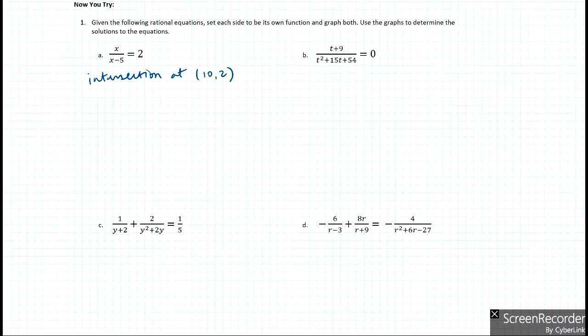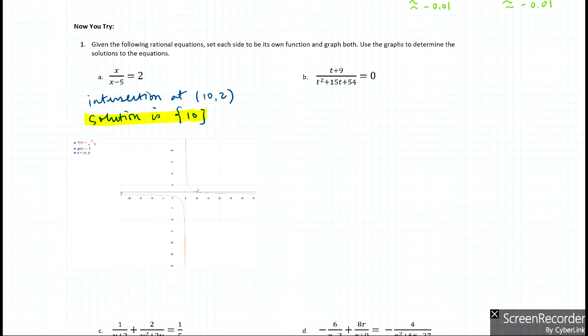Based on this, we can say the solution is 10. The solution set is {10}. I'm going to attach the screenshot of this graph in the solution as well. And feel free to go through the process of checking your solution by plugging 10 into both sides. We can quickly do this verbally.